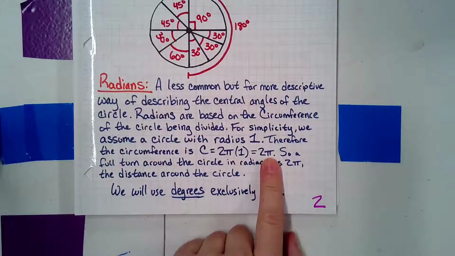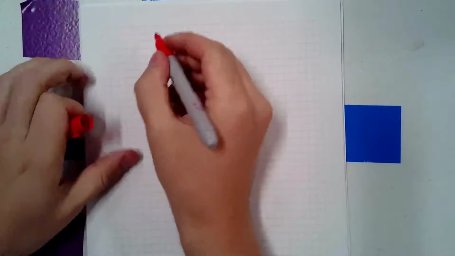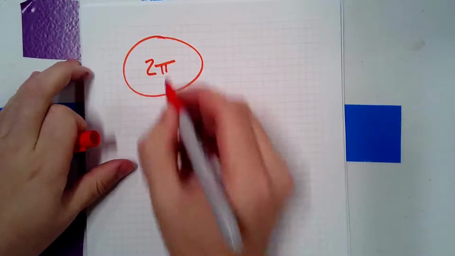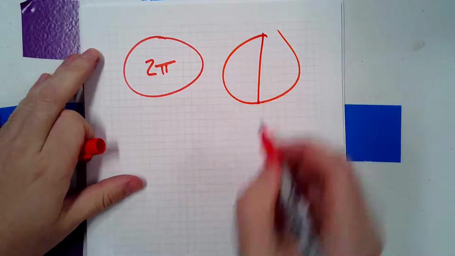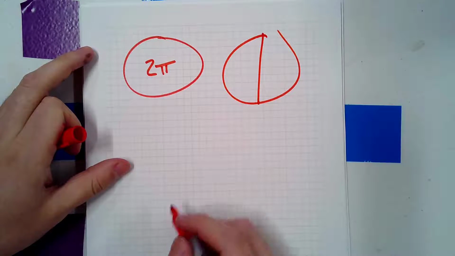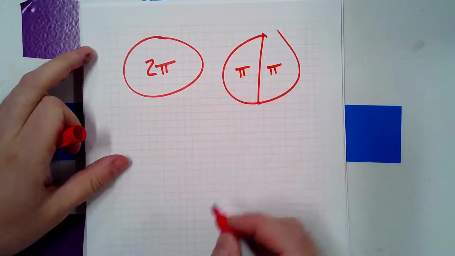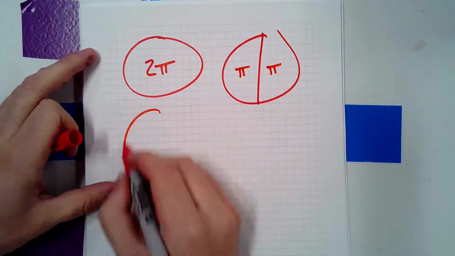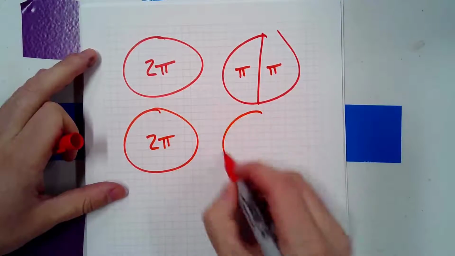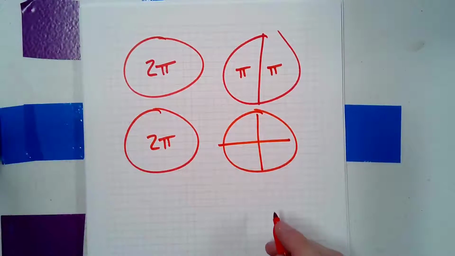Now what's cool about this? Well, if the whole circle is 2 pi, the whole thing's 2 pi. What's half of the circle? 1 pi, right? Oh, that's nice. Well, here's 2 pi. What's a quarter of the circle, then?